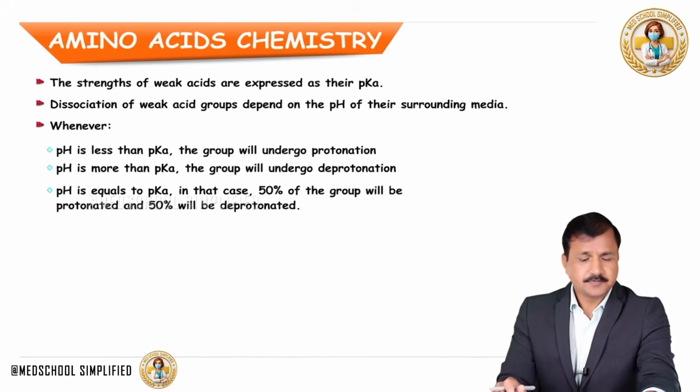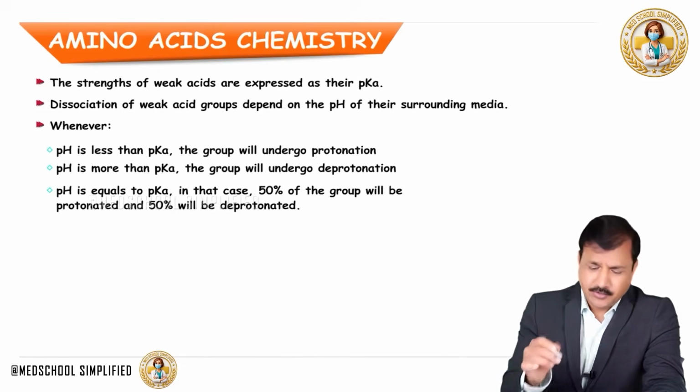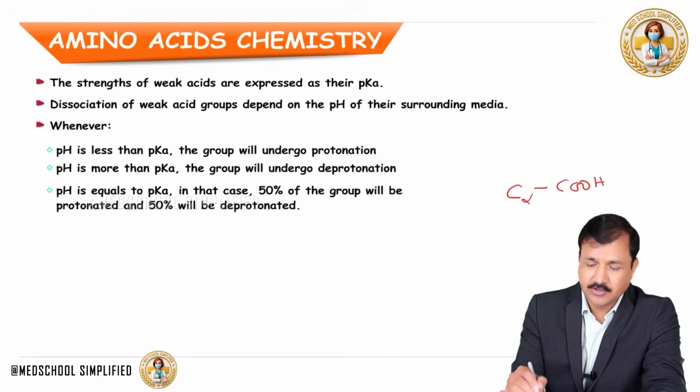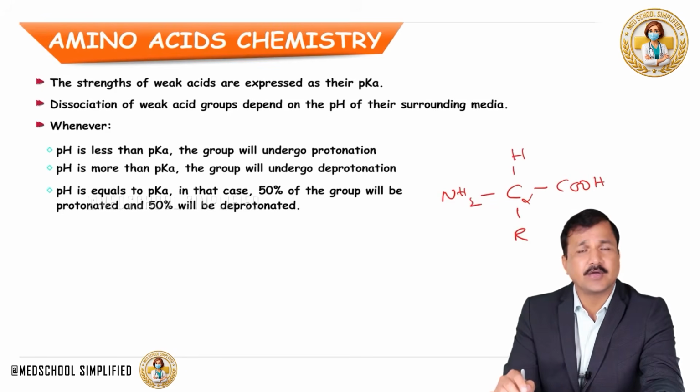Alright, now we have seen the carboxyl group and amino group. Let me write down one more time. Here is the alpha carbon in the center. Then we have a primary carboxyl group, and we have a primary amino group NH2, then we have H, and then we have the R group. That's a side chain. Okay.